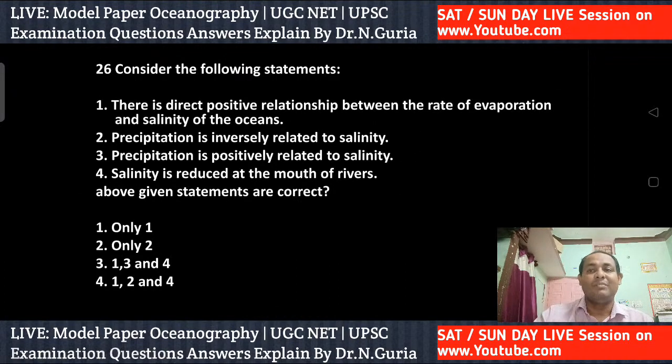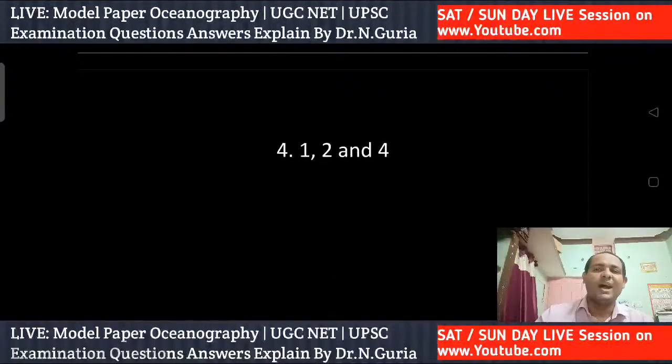Evaporation and the mouth of the river above the given... the total quantity of dissolved inorganic solids in the water, its salinity, while precipitation is inversely related to the salinity. So definitely their answer is option 4. 1, 2 and 4 is the correct answer.